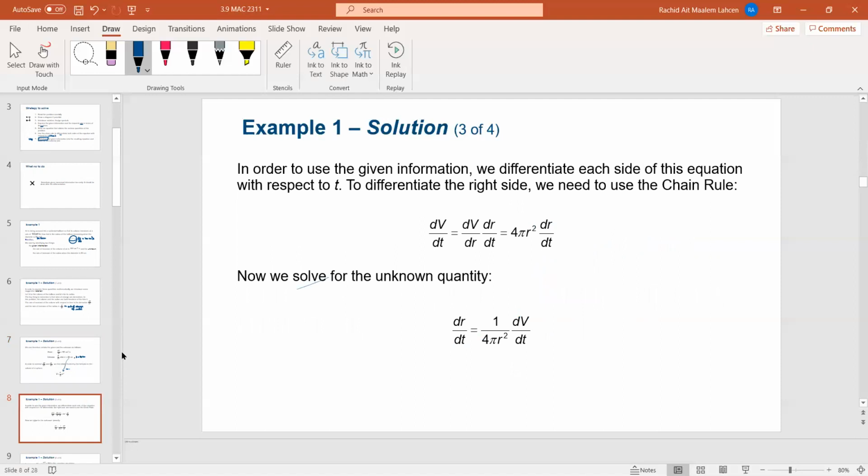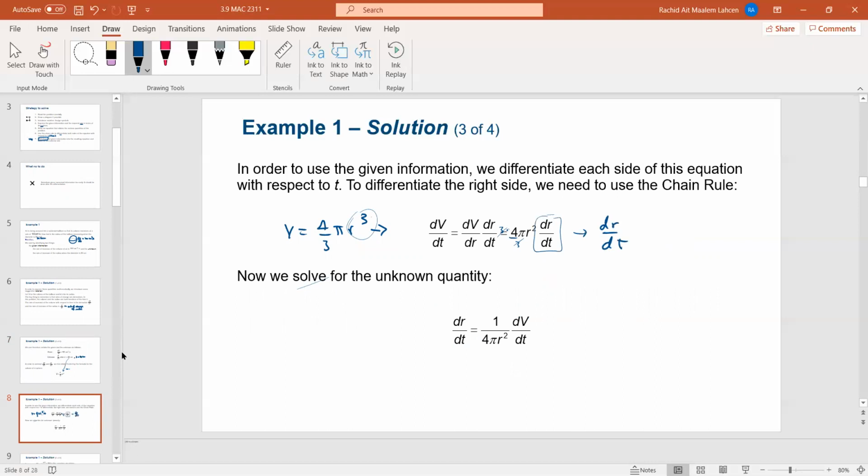So dV/dt is going to be 4/3 pi times 3r squared times dr/dt. This is the power rule with the chain rule. Now the 3 with the 3 will cancel, and we get a 4 pi r squared dr/dt. So what's unknown is this dr/dt.